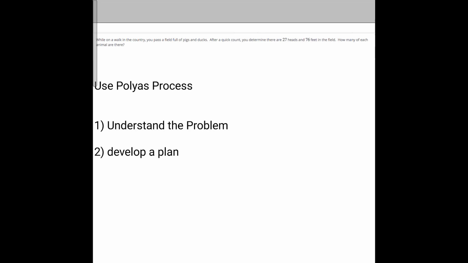Hi. So what we have here, we have a problem from section 1.2, and we're kind of going over the Polya's processes for understanding math and solving the problem. So the problem that we have in question is you're walking in the country and you pass a field full of pigs and ducks. After a quick count, you determine that there are 27 heads in the field and 76 feet. How many of each animal are there?